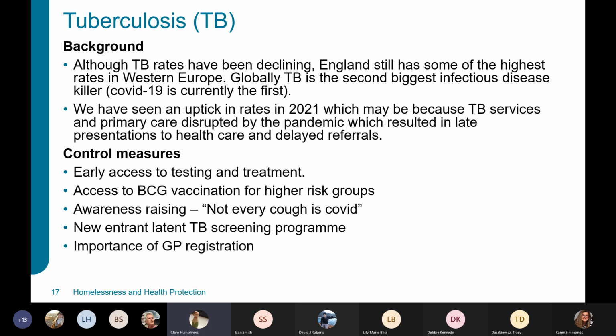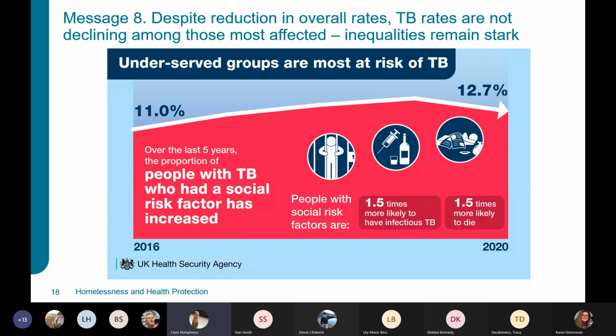Really important, I think, for the homeless population and for others, is awareness raising about TB and about the symptoms of pulmonary TB in particular: not every cough is COVID. If you've got a persistent cough for more than 3 weeks, then you should seek medical attention. Linked to this is the importance of GP registration and being linked into primary care, so it's spotted early on. It might be TB or it could be something else.